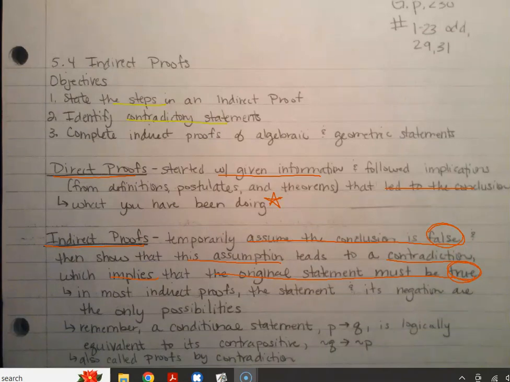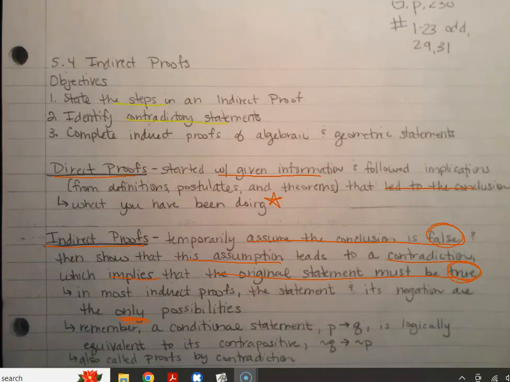So in most indirect proofs, the statement and its negation are the only possibilities. It's going to be like, Miss Talbert's shirt is red, or Miss Talbert's shirt is not red. It's one or the other when we're looking at these indirect proofs. Miss Talbert is wearing jeans today, or Miss Talbert is not wearing jeans today. It's one or the other. Like I either am or I'm not. So that's going to help us a little bit with indirect proofs.